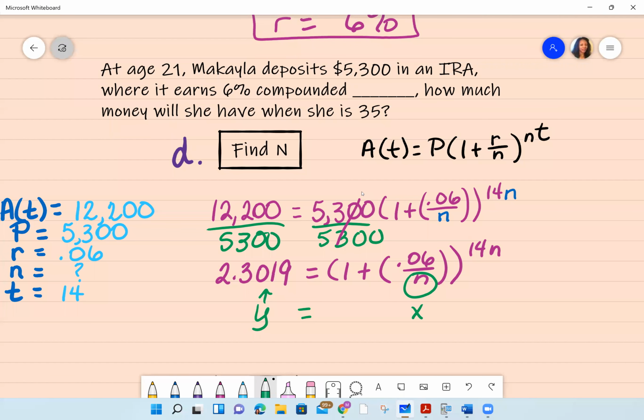So x, which is really n, is 4. We knew that. I took it out of here because I didn't want you to see the answer already. But remember, initially it said quarterly, and quarterly means n is 4.